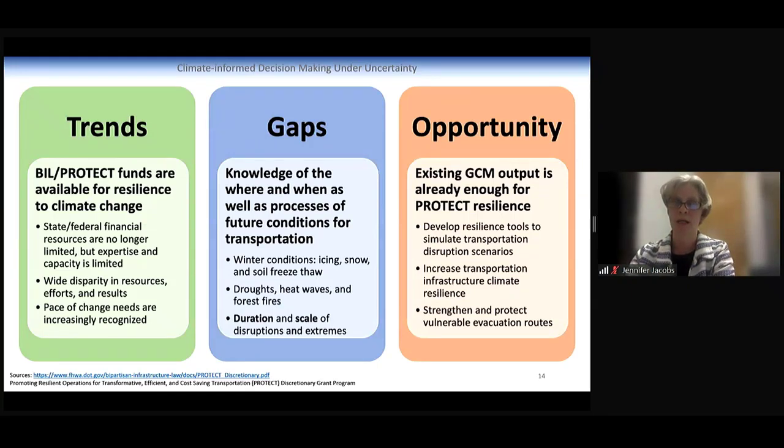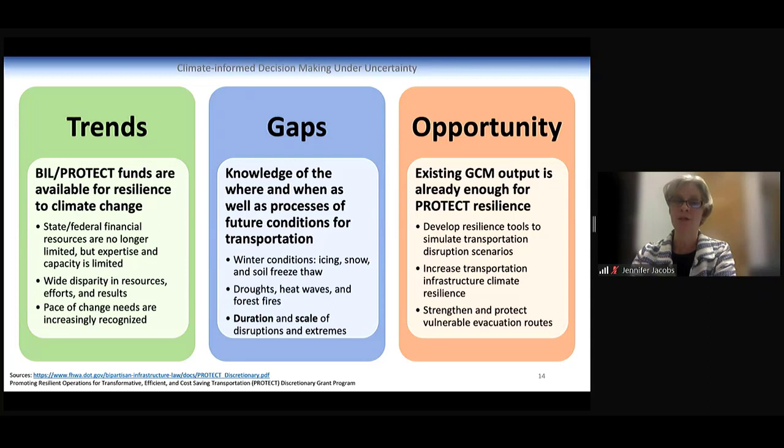I'm going to point at just a couple. The first one I'm going to point at is that the bill funds are coming in. The PROTECT program just got released. The first call's due dates are in August. What that means is we finally have some money at the state and federal level to deal with our transportation and climate change issues, which is huge for us.